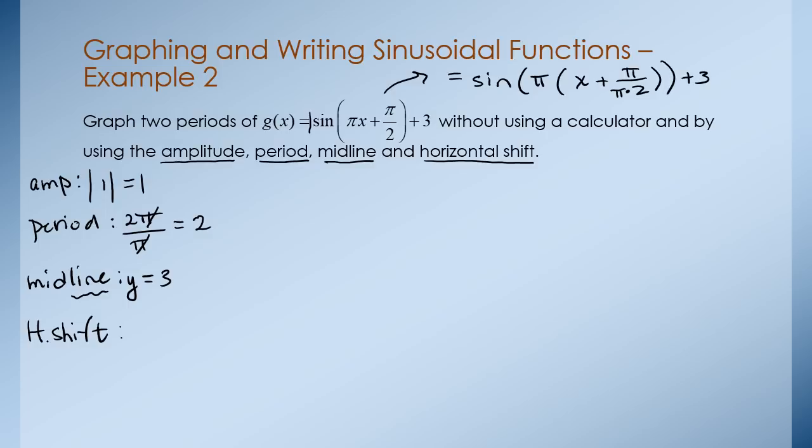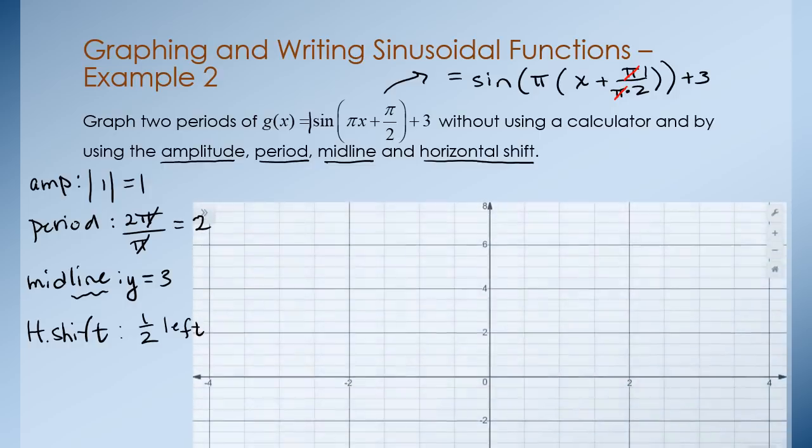And let's see, the pi on the top and the bottom cancel out, and it looks like I'm left with 1/2 as my horizontal shift. Now, because it says plus 1/2, I know that I'm going to do the opposite, so I will be moving 1/2 unit to the left. So let's see if we can put that on a graph.